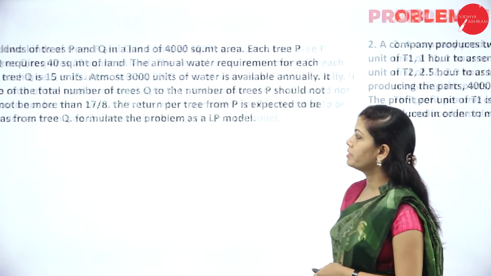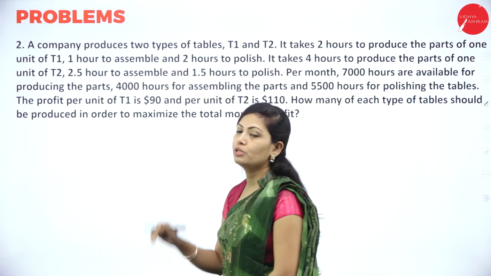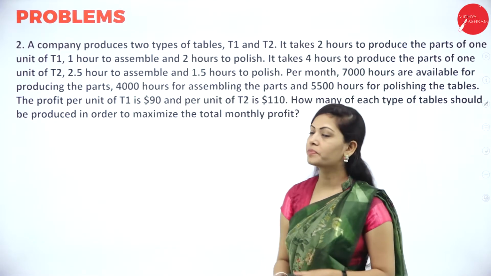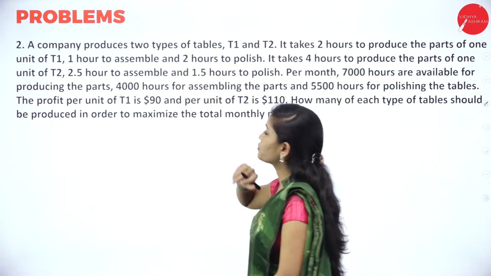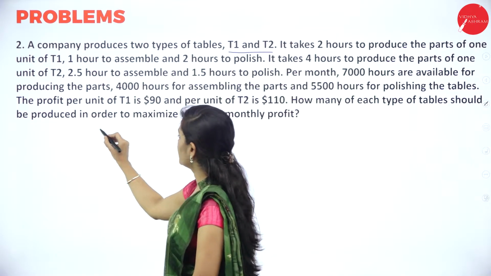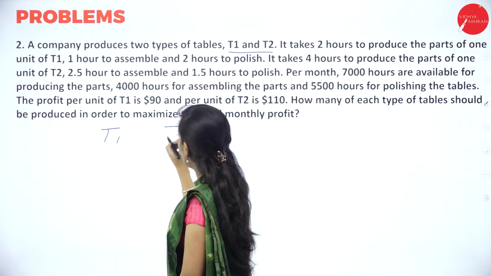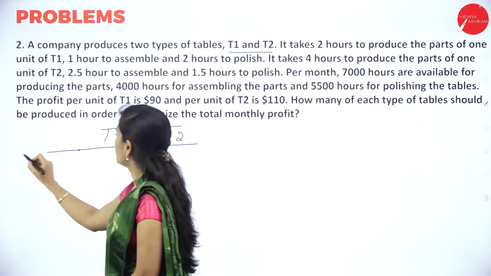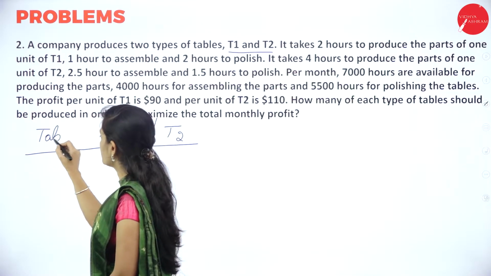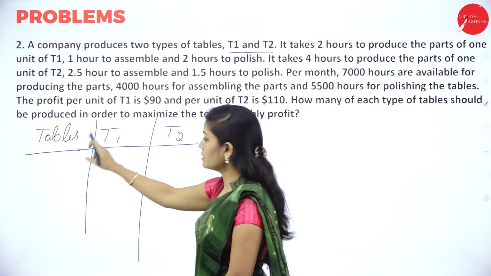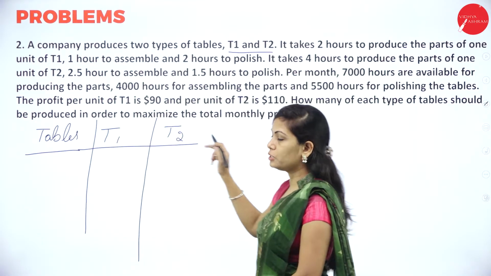And the next problem is: a company produces. So company produces, in the sense, it is a maximization problem. A company produces two types of tables, T1 and T2. Table names are T1 and T2. The company produces two types of tables, that is table 1 and table 2.